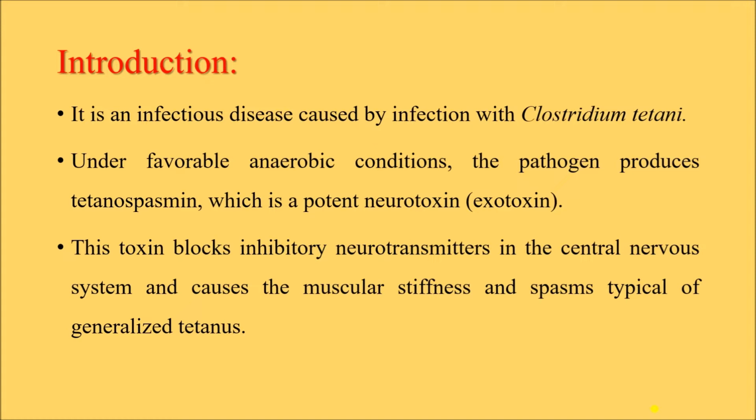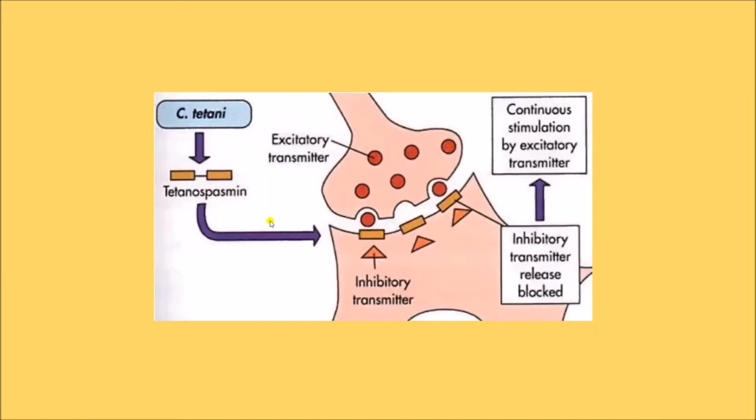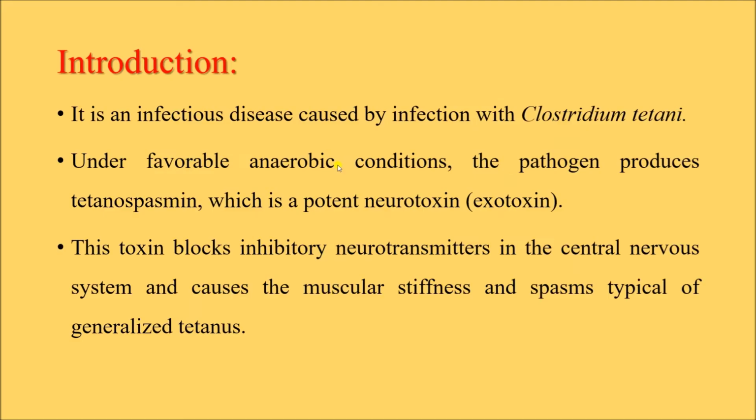typical of generalized tetanus. In this image, we can see at the nerve ending, we have both excitatory transmitter as well as inhibitory transmitter. Now, Clostridium tetani releases the tetanospasmin, and this tetanospasmin blocks the inhibitory transmitter. Since the inhibitory transmitters are blocked, because of the unopposed action of the excitatory transmitters, the muscles go into a permanent spasm condition. So there is muscular stiffness and muscular spasms.